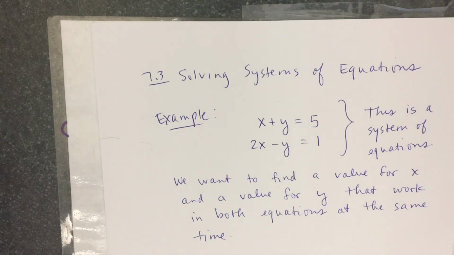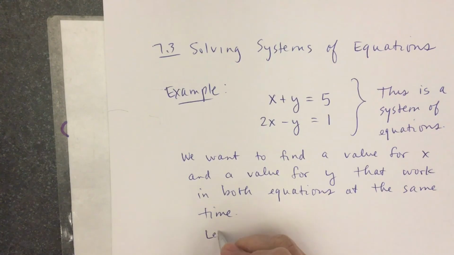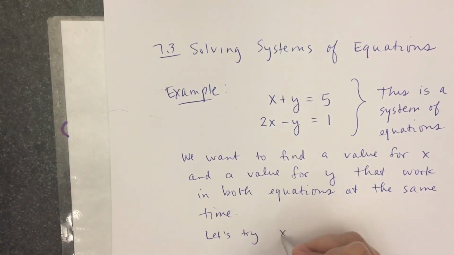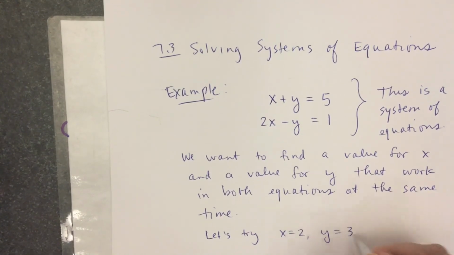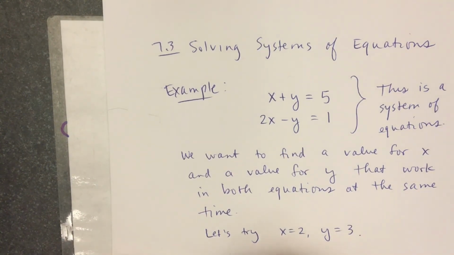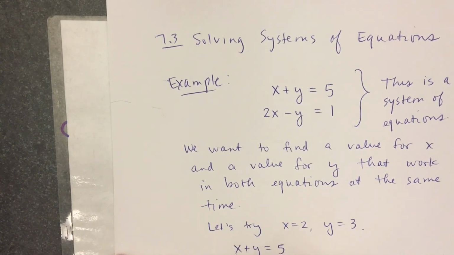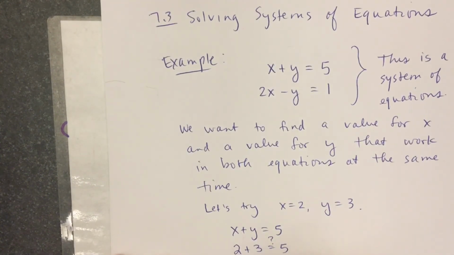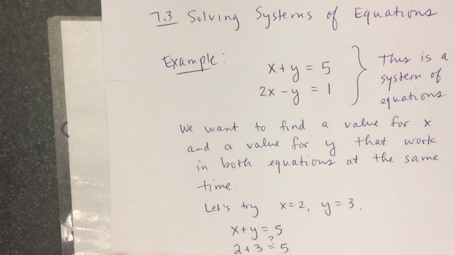Okay, so I'm looking at this, and if x is 2 and y is 3, here I'm going to write, let's try x equals 2 and y equals 3. So I started with one that you could start plugging in numbers and seeing if they work. Like x plus y equals 5. If x is 2 and y is 3, 2 plus 3 equals 5, 5 equals 5, that's true.